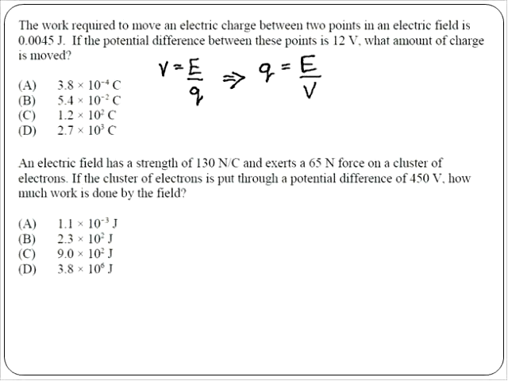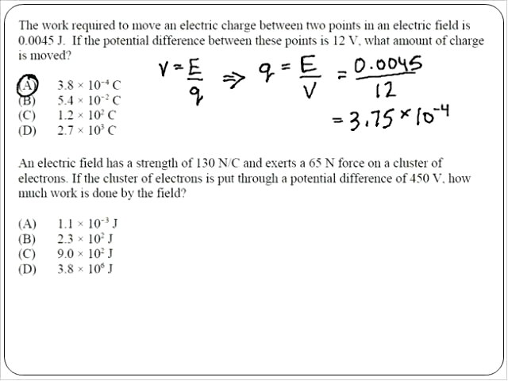Now the energy is the same as work. Remember, work and energy can be used interchangeably in these problems. So the energy is given, 0.0045, and the electric potential or potential difference is given, 12 volts. And you do that calculation, here's what you get. 3.75 times 10 to the power of -4. Now, that's one of the answers there. When we round it off to 2 sig figs, it's this one right here. Then we move on to the next one.